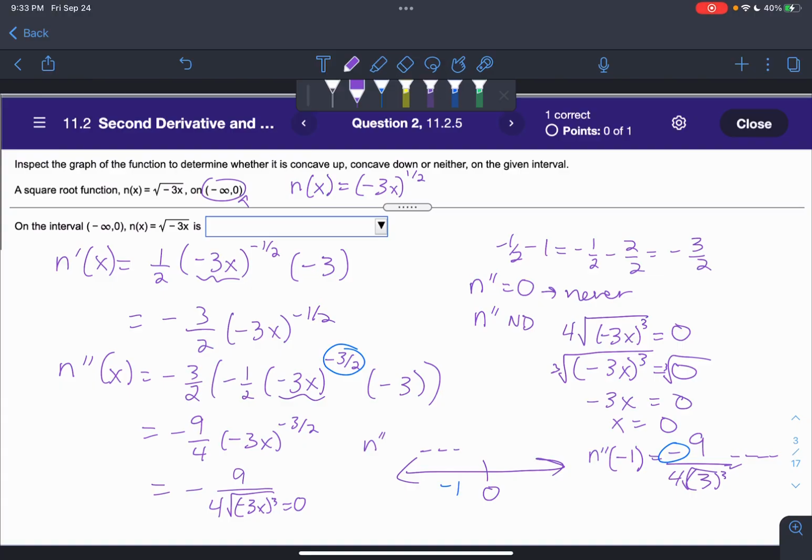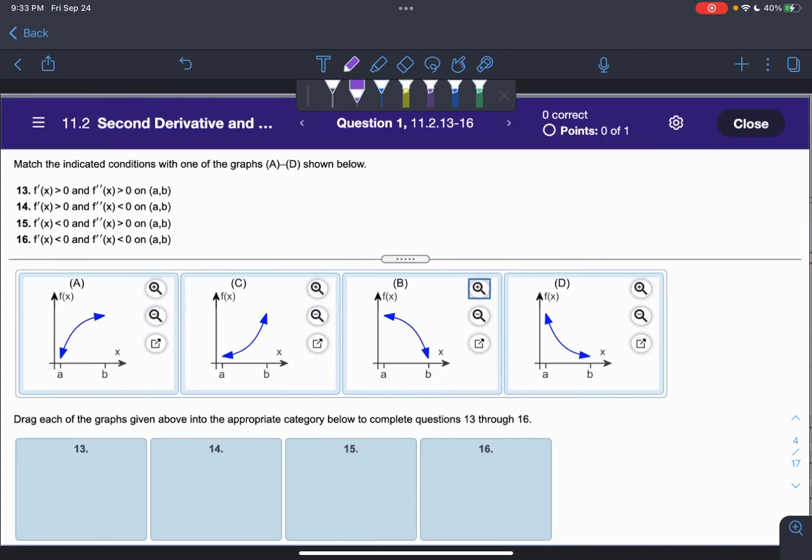And so when my second derivative is negative, that means that my function is concave down. So now you've seen both cases: concave up is when your second derivative is positive, and when it's negative, it is concave down.